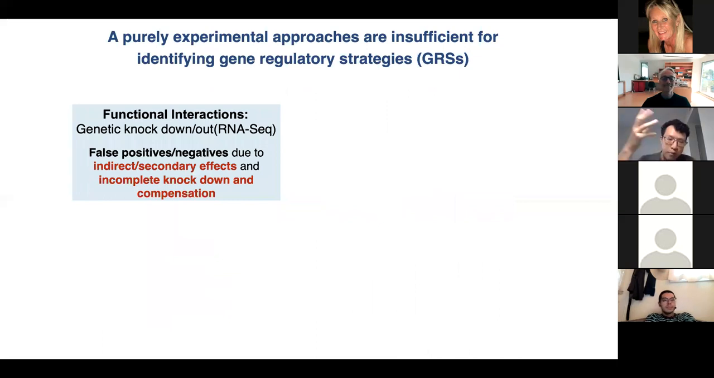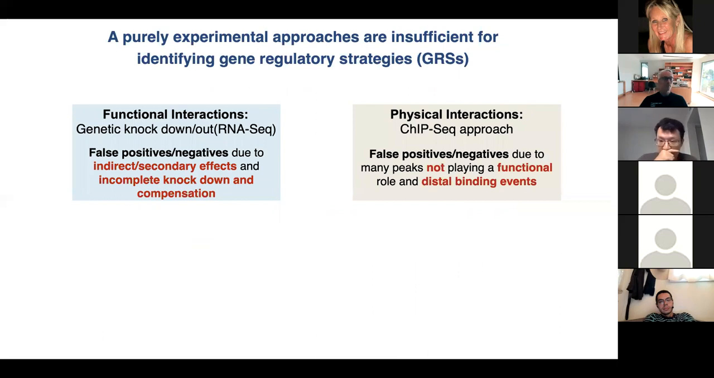However, you can probably see that purely experimental approaches are insufficient to identify gene regulatory strategies. For RNA-seq, which can capture functional interactions, we usually have false positives and negatives. That's due to indirect secondary effects, incomplete knockdown, and compensation. I would say compensation is a big issue here. ChIP-seq also has lots of false positives and negatives, because many peaks may not play a functional role, or may be distal binding events.